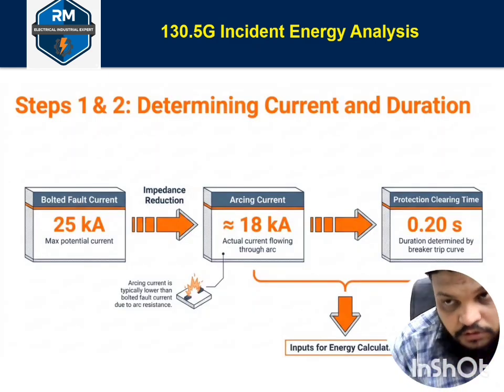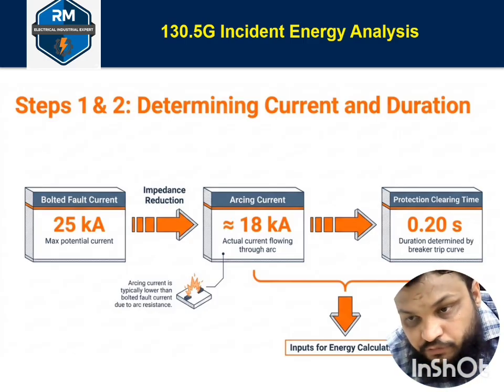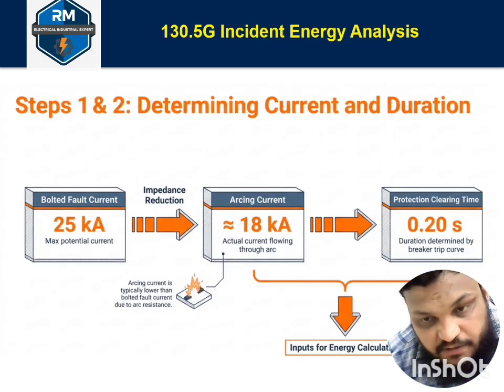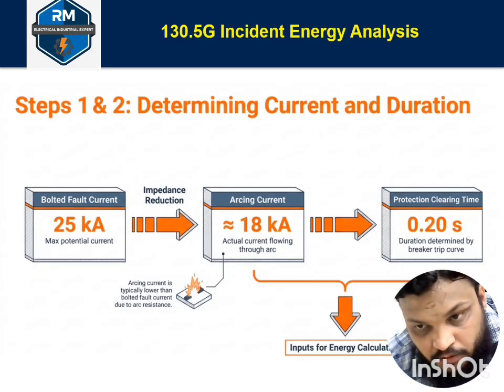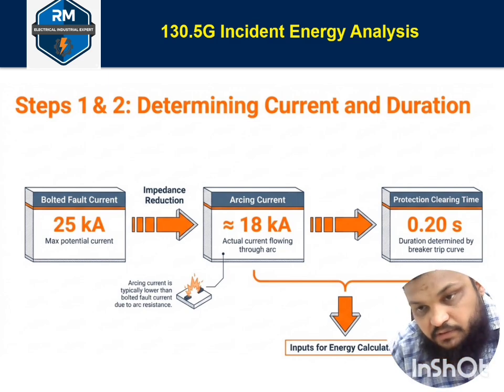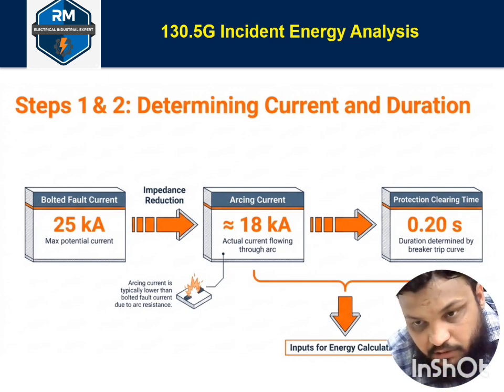Now, in order to determine the incident energy, we are going to find some very important parameters and calculate it. Number one is the voltage fault current. This is the maximum potential current that flows during a fault condition. Like that, the voltage fault current is 25 kiloampere. And the main point that we are going to focus on is arcing current. The arcing current is the actual current that is flowing through an arc.